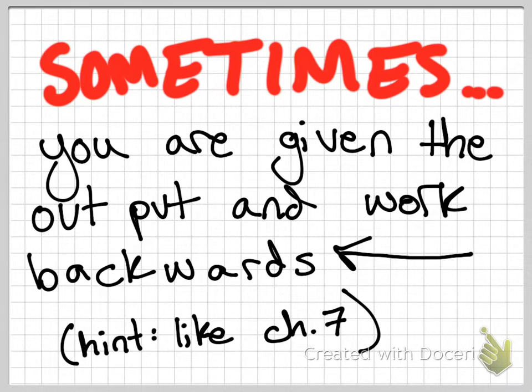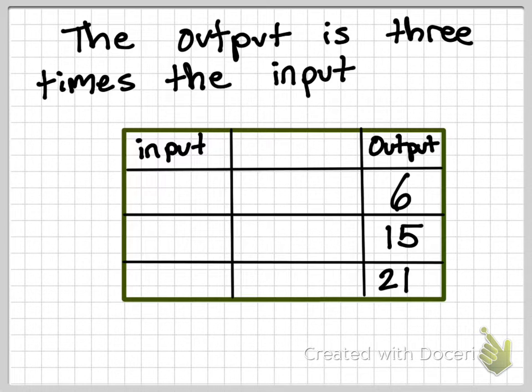Sometimes you are given the output and you have to work backwards. This is an example like chapter 7, where we were given our output, but we had to work backwards. That's exactly what Rocco was saying, where I would be given something like 7 equals x plus 2. Instead of being given our input, our x value, we would be given our y value. So that's like chapter 7.